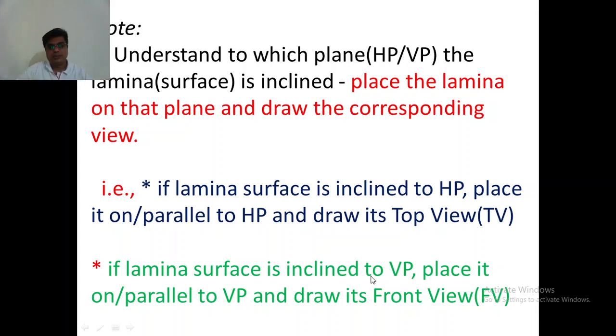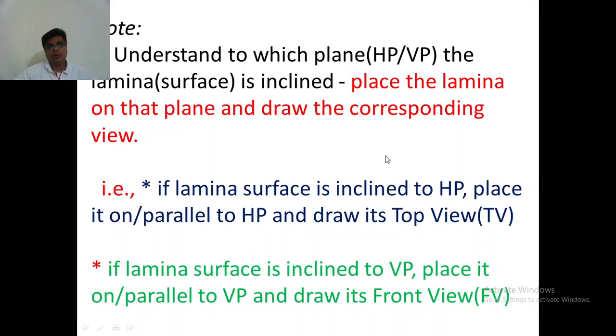Similarly, if the plane is inclined to VP, this is the vertical plane and this is the plane. If this is inclined to VP, make it parallel to VP. So in the front view, I can see the full plane. So draw the front view in the vertical plane. That is the first concept you need to understand to solve this problem.